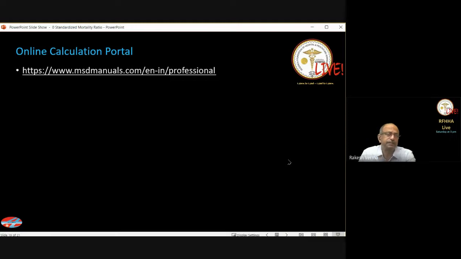Similarly, there are apps also available, and this website also works on mobile phone equally well. So you could use that for calculating the scores, and depending on which scoring system you are using, you can calculate scores using this particular portal. It's a very helpful resource, and freely available, does not cost anything. I think it's quite good, and we should all be able to use it.